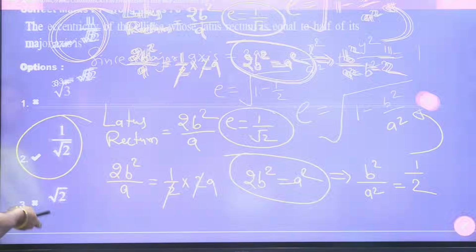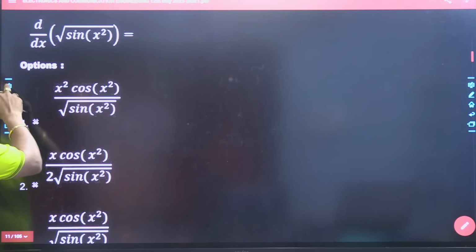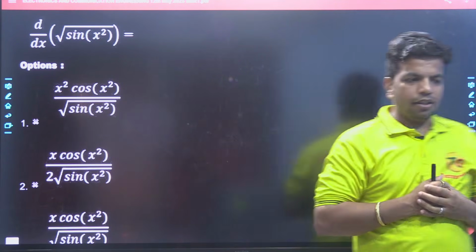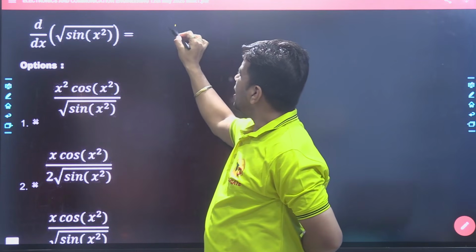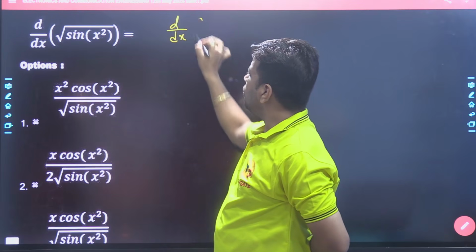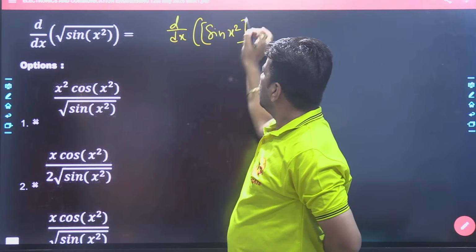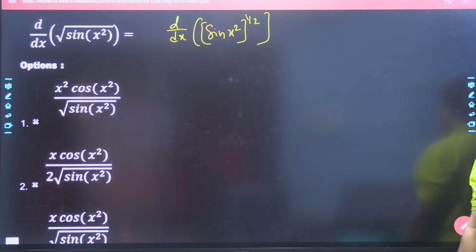Now let's move to the next question. We need to do the differentiation of square root of sine x square. Okay. So simply we need to do the differentiation of sine x square to the power 1 by 2. Okay.